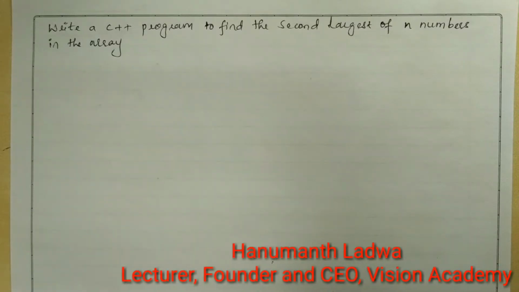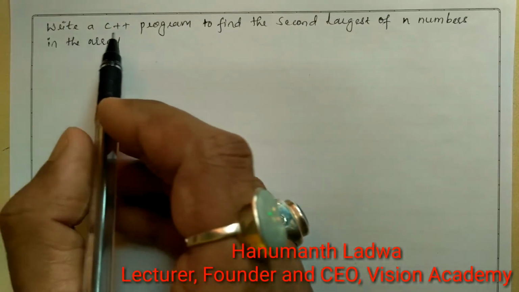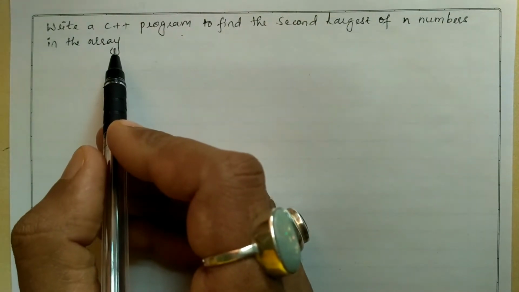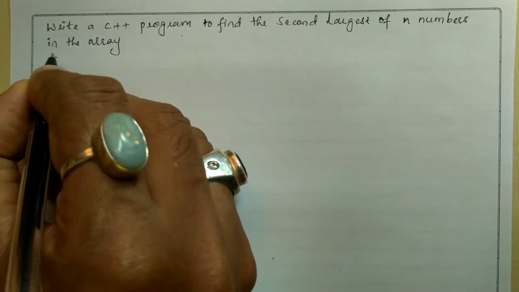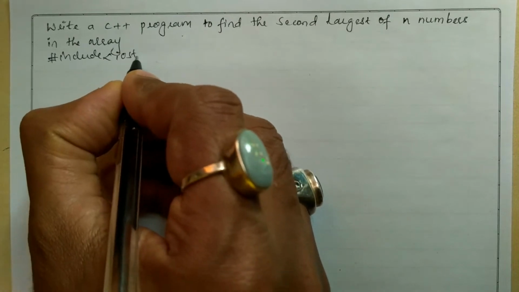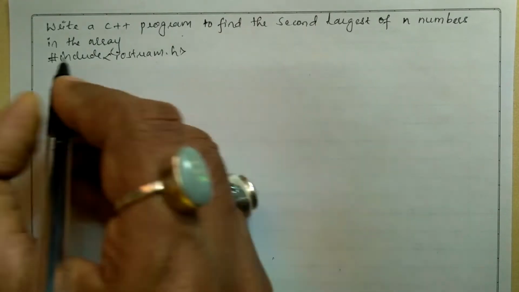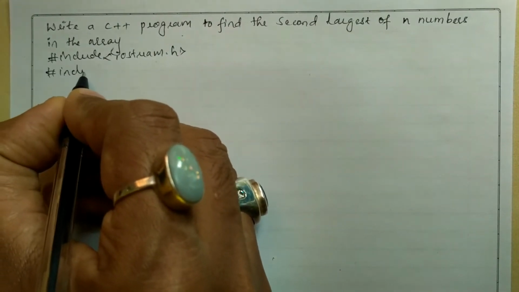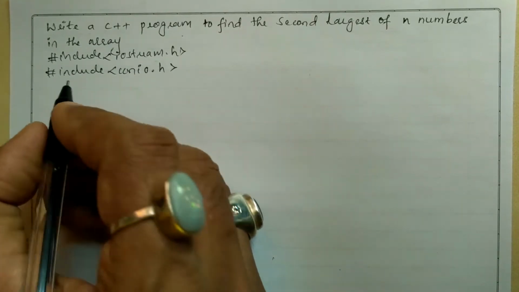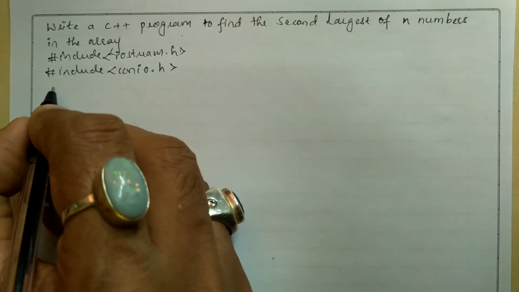My name is Hanumant Ladwa, and in this video we are going to write a C++ program to find the second largest of n numbers in the array. Let us write the preprocessor directives: #include in angular braces, iostream.h header file, and the next preprocessor directive is #include in angular braces, conio.h, that is console input output.h header file.